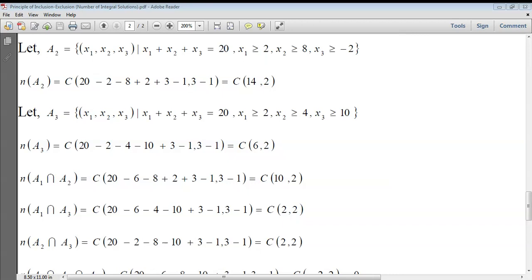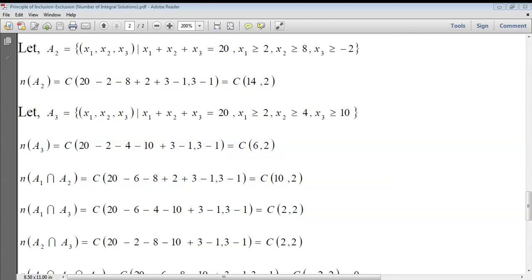Now let us consider A3, the set of all solutions satisfying the condition x1 greater than or equal to 2, x2 greater than or equal to 4, x3 greater than or equal to 10. So it will be C of 20 minus 2 minus 4 minus 10 plus 3 minus 1, C3 minus 1. So it will be 6C2. So 20 is the right hand side of x1 plus x2 plus x3, 2 is the right hand side of x1, 4 the right hand side of x2, 10 the right hand side of x3 and 3 is the number of y's.